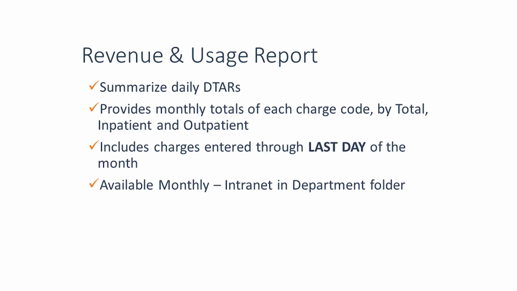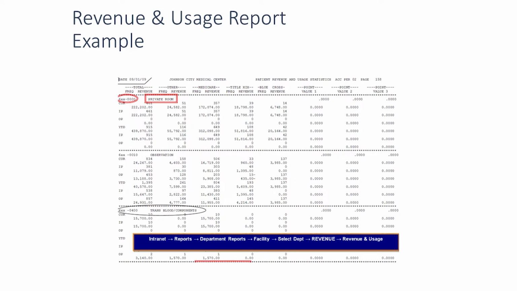The revenue and usage report is basically a monthly summary of the DTARs that shows that information. They can review these and again make sure everything's correct, but this should add up to the total of what is on their department operation report for the month.